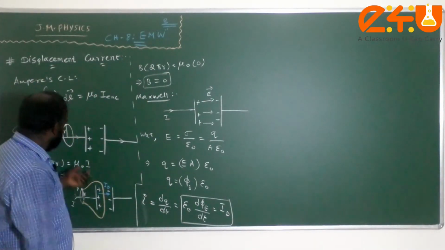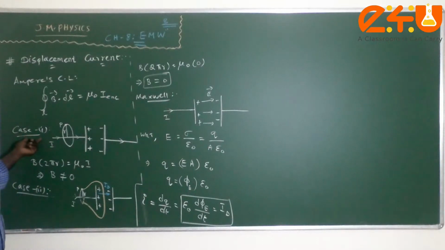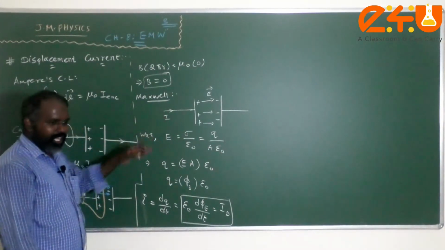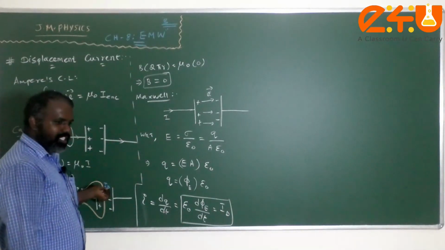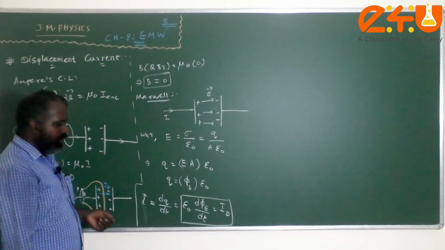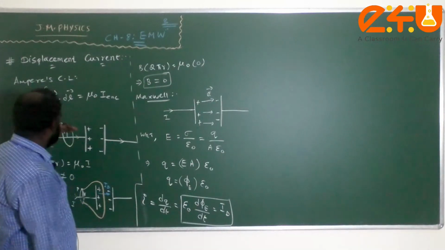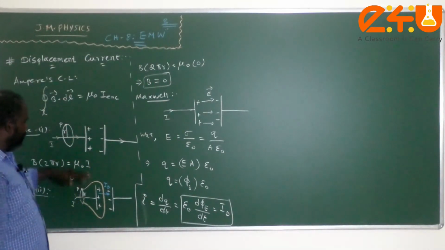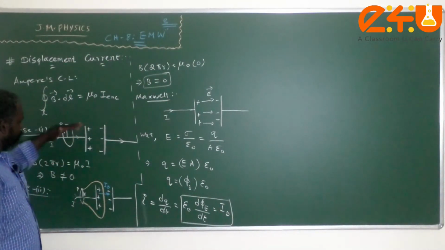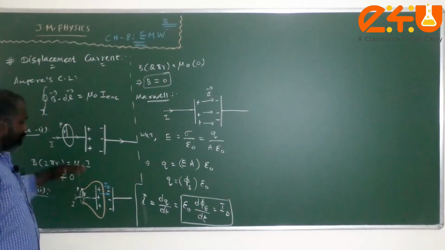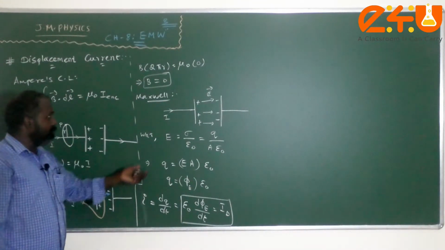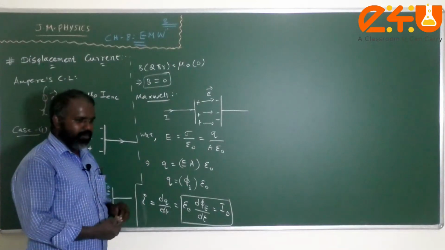That means the results we are getting in case 1 and case 2 will be the same by considering the concept of the existence of the displacement current. So in this manner, the different results obtained by choosing different Amperian loops can be overcome by the concept of displacement current.